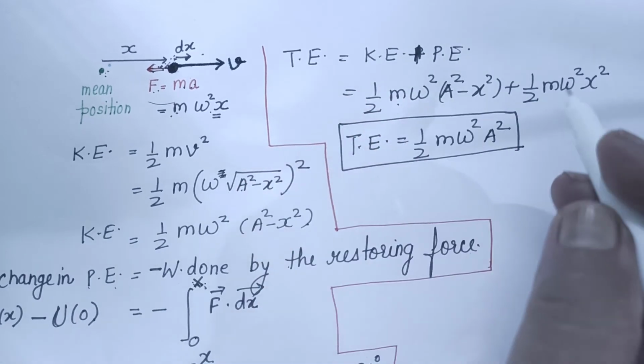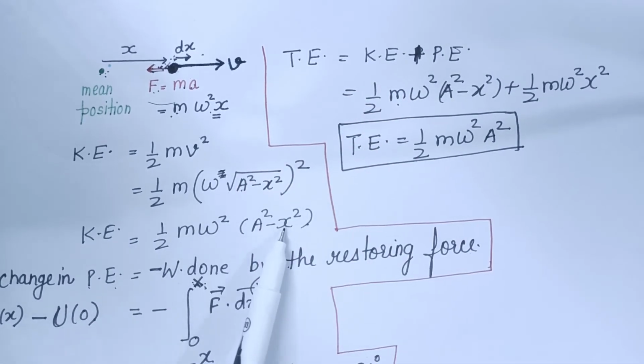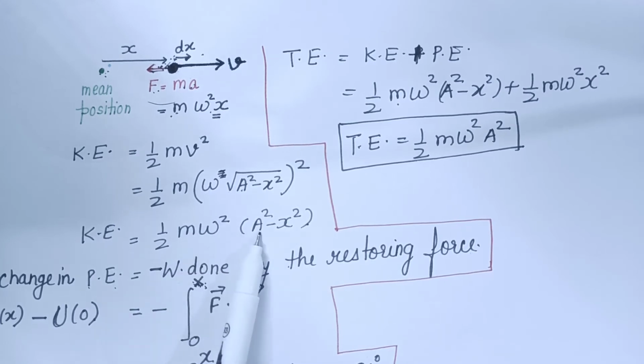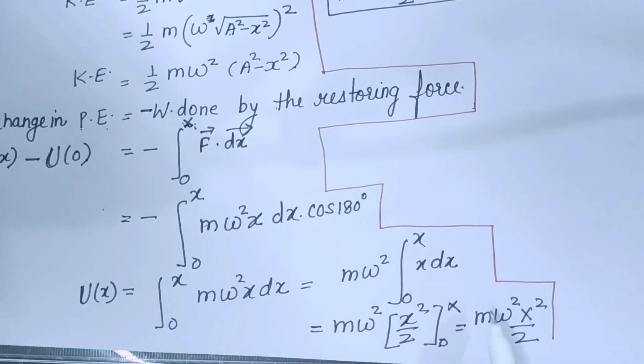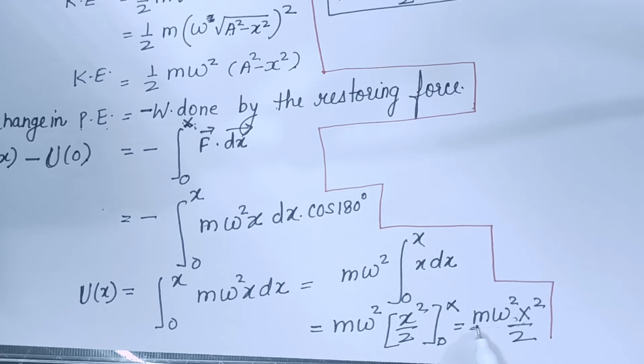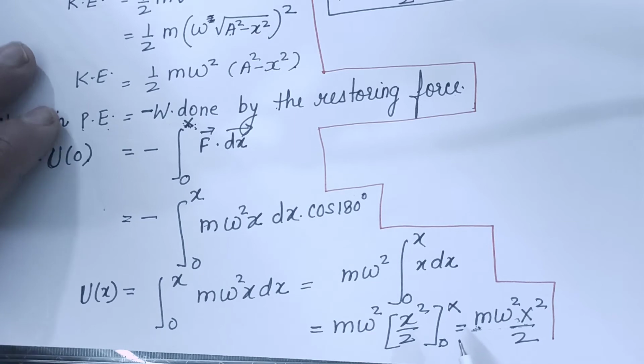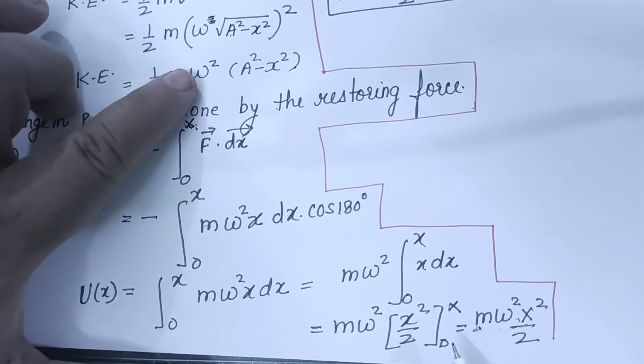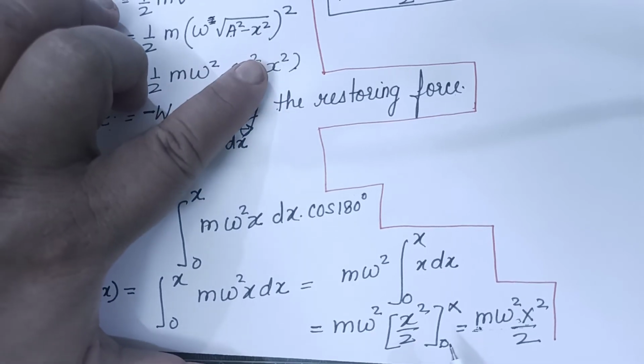At the mean position, where x is 0, kinetic energy is maximum, that is half m omega square a square, because velocity is maximum at mean position, while at x equal to 0 you can see that potential energy is 0. So potential energy is 0 at mean position, while kinetic energy is maximum, and that is half m omega square a square at mean position.